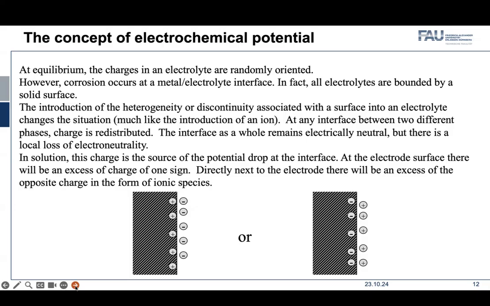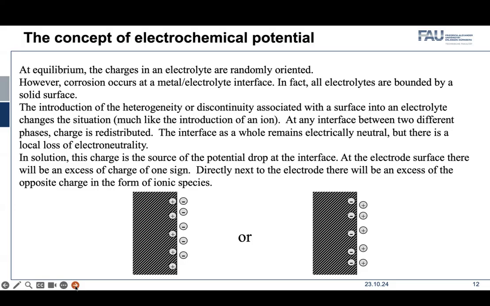The charge is redistributed. The interface on the whole is neutral, that is, we are not violating electroneutrality principles, but locally the charges are distributed. This redistributed charge is the source of a potential drop, because the surface of the metal is positively charged and you develop a negative charge next to it. This is happening over a very small thickness, probably tens of angstroms, but a very strong field is created, because when you have a dipole there is always an electric field. So that creates a potential drop at the electrode surface.